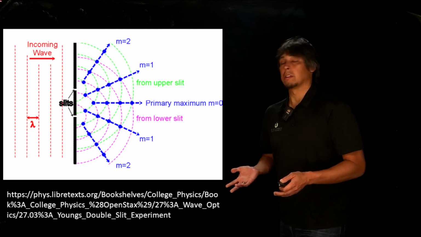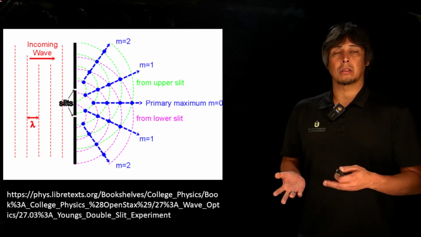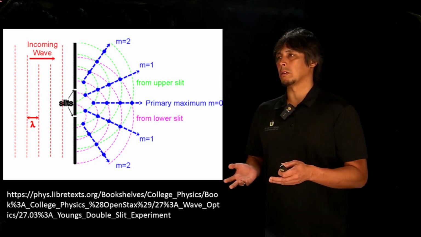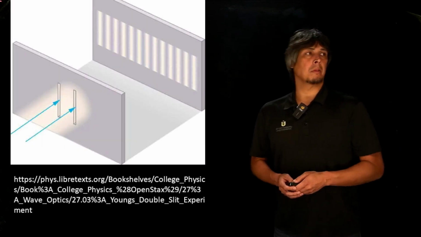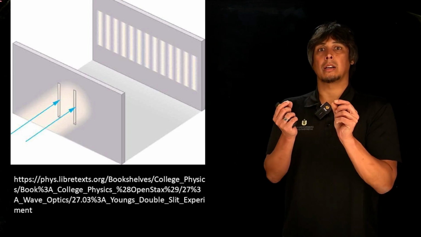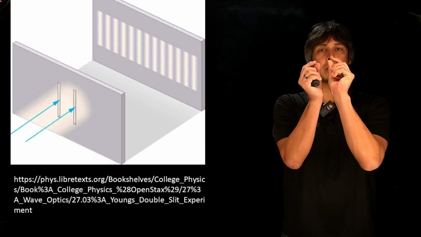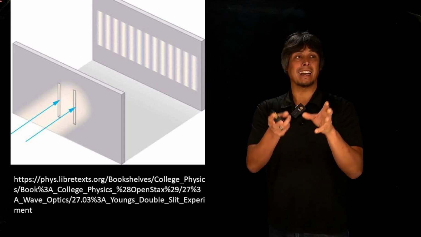So interference plays a big role in understanding the results of the two slit experiments, or the double slit experiments. What you have here is an experimental setup where you have two narrow slits in a sheet of metal, separated a small distance apart. Okay, and then we shine an incident beam of light at them.